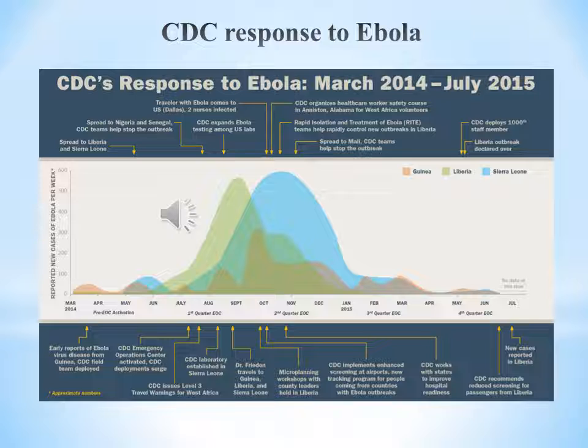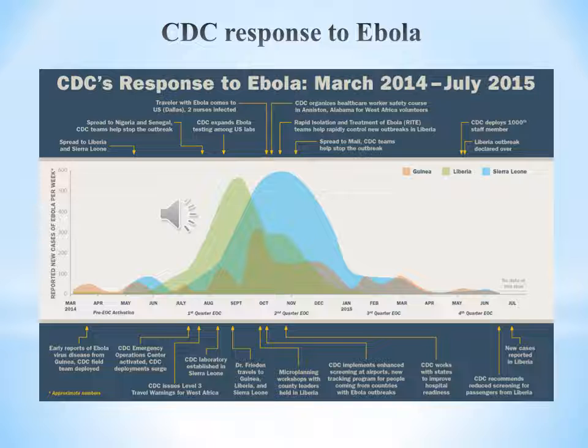It includes traveling restrictions, early response to Ebola virus disease from Guinea. CDC's Emergency Operations Center was activated. Testing centers were established.